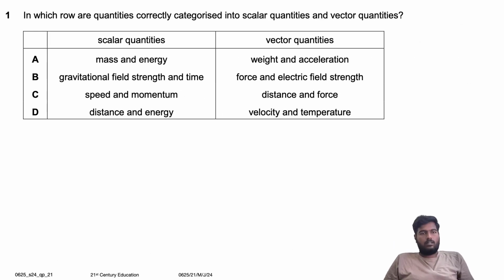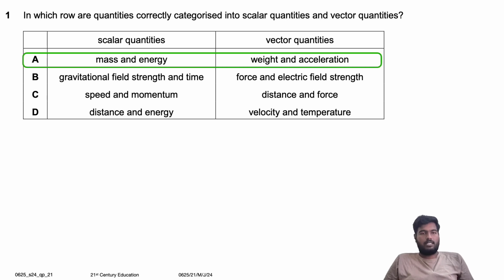In which row are the quantities correctly categorized into scalar quantities and vector quantities? Mass and energy, yes, they are scalar, and weight and acceleration are vector. First option is correct. Gravitational field strength is vector, it's in scalar. Speed, momentum is vector, it's in scalar. Distance and energy, option D is scalar, but velocity and temperature is a scalar, that is in vector. So only option A.